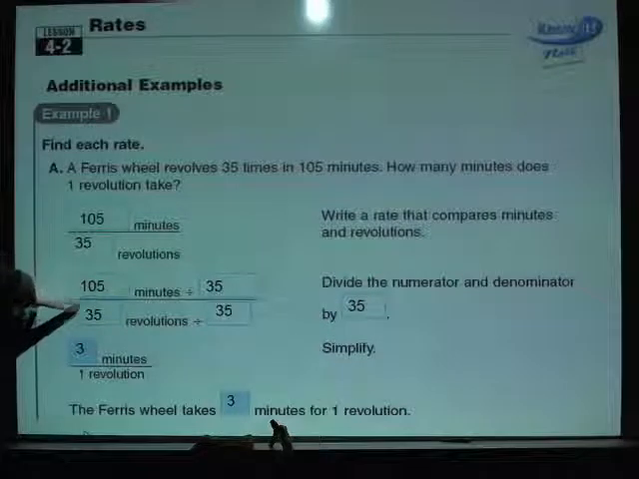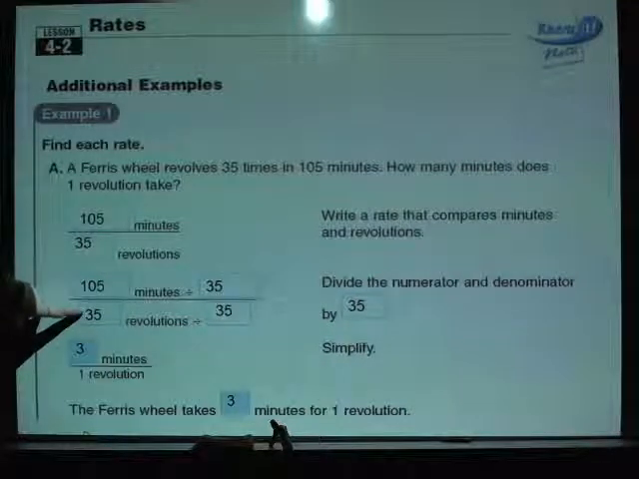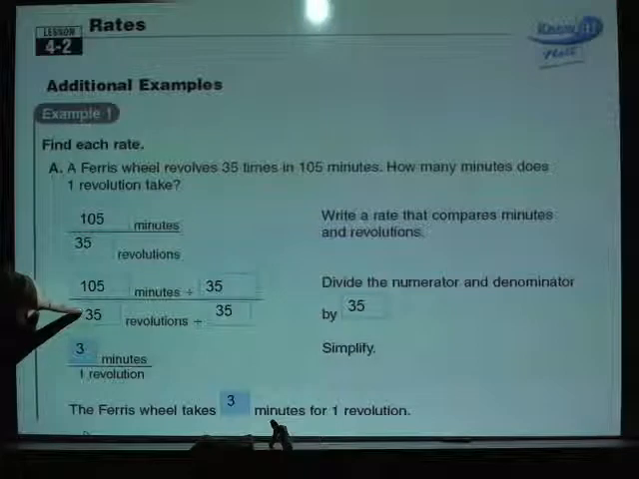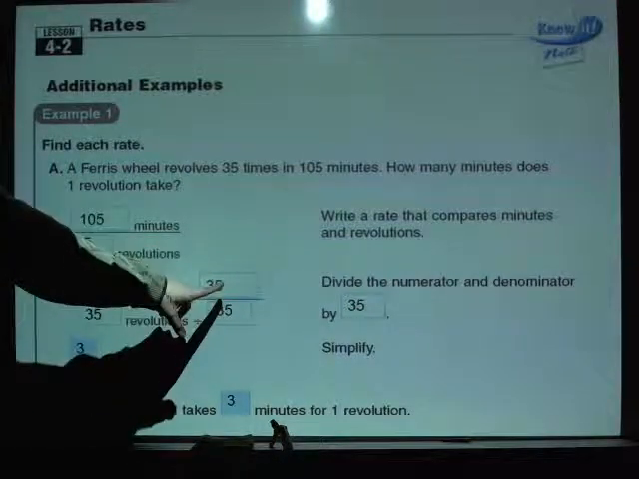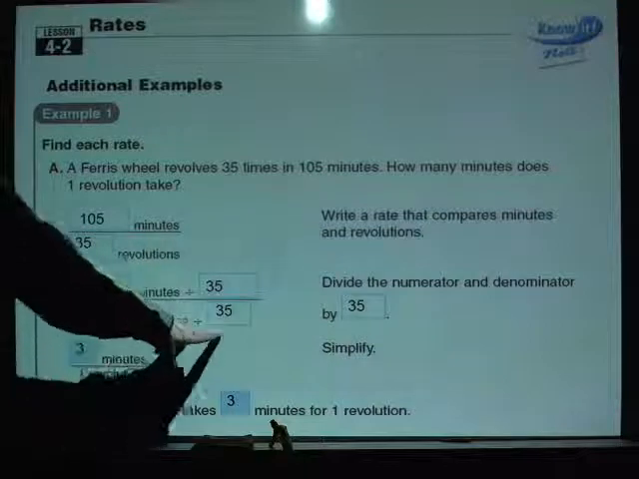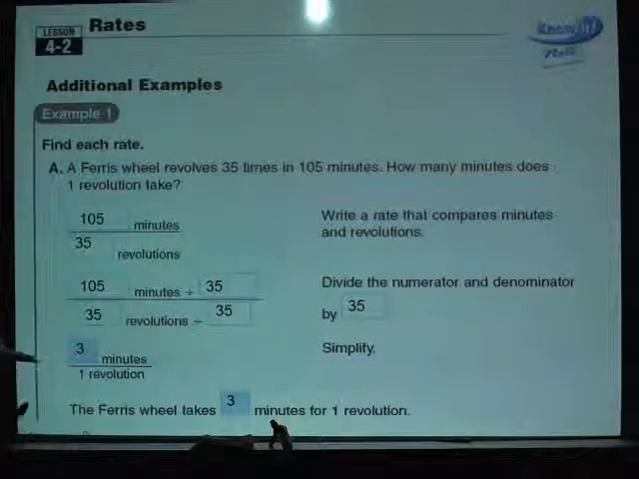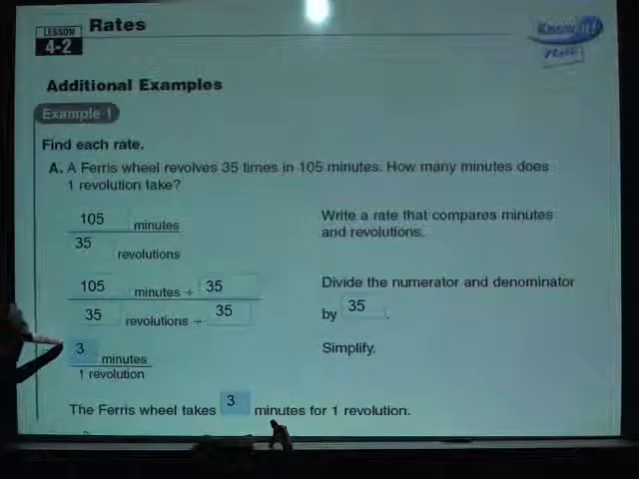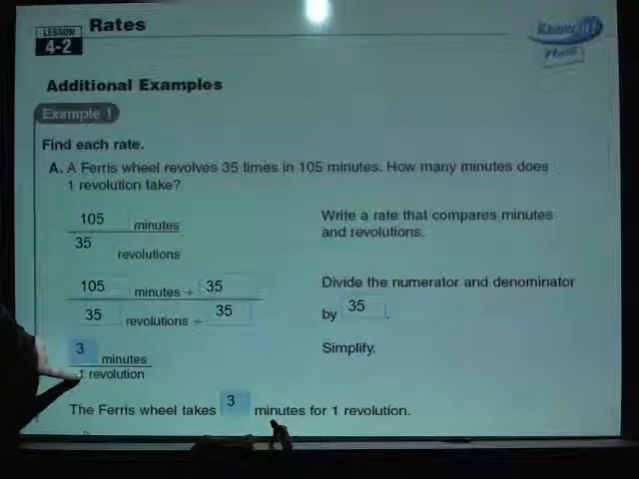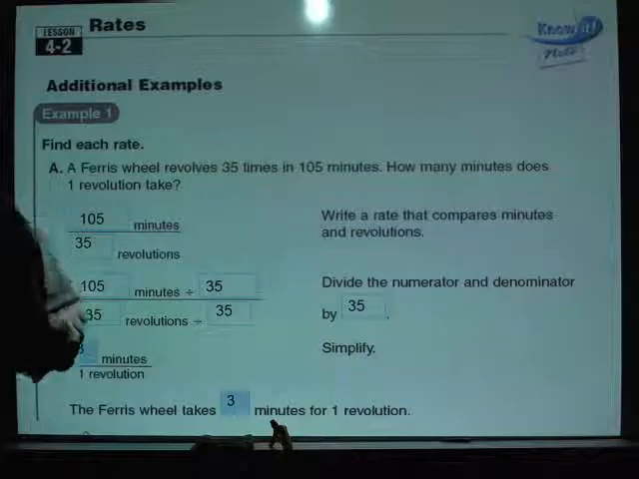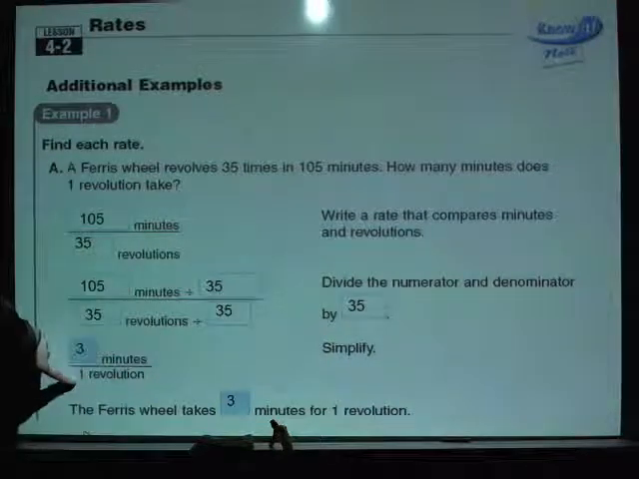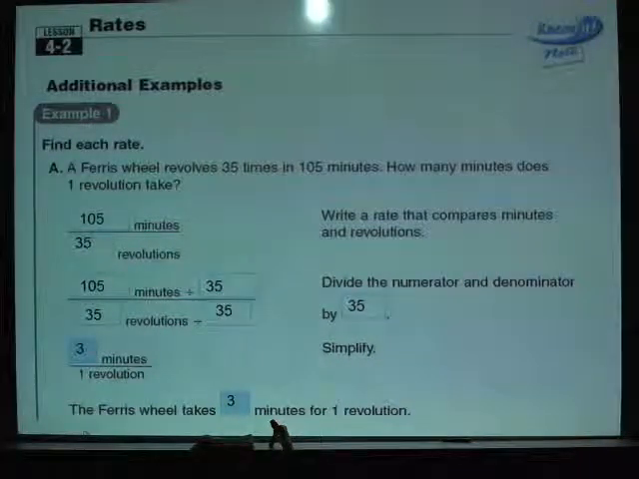So I'm going to divide both the numerator and the denominator by 35, which is what you can see happening right here. 105 divided by 35 is 3, and of course we know the bottom is going to go to 1, so I don't have to think too hard about that, which means it's taking 3 minutes for every revolution, or the Ferris wheel takes 3 minutes for one revolution. This right here, 3 minutes for one revolution, that is a unit rate. So you just figured out a unit rate in your first question.